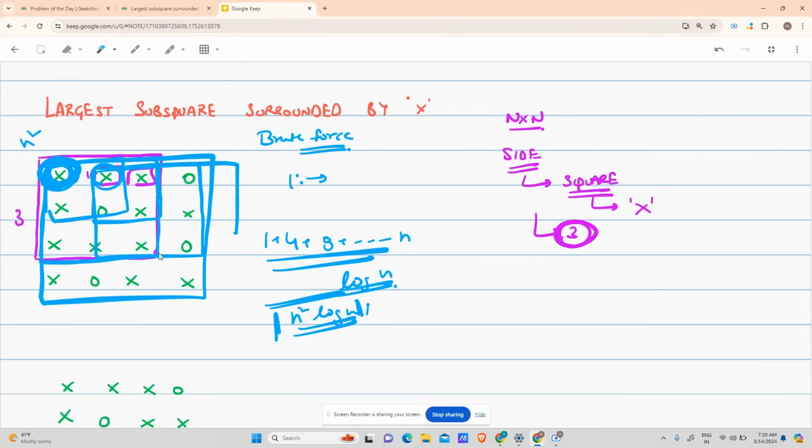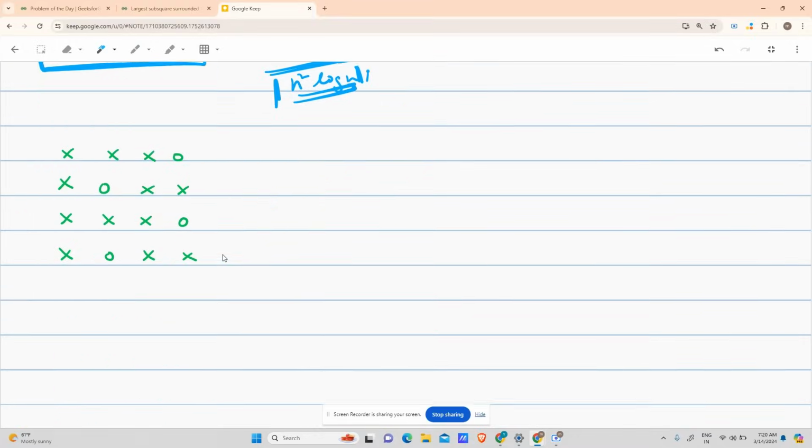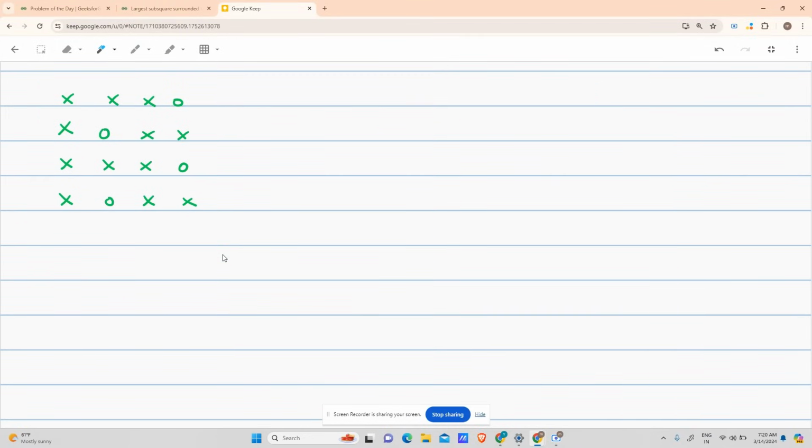What can we do to save this time? What can we do to convert this into an optimized one? For that, we will be looking at an optimized solution. The optimized solution says, hey, I will give you less time complexity, but you will have to take O of n square space complexity. I'll say, okay, show me the one with less time complexity. So you will say construct two matrices of the same order.